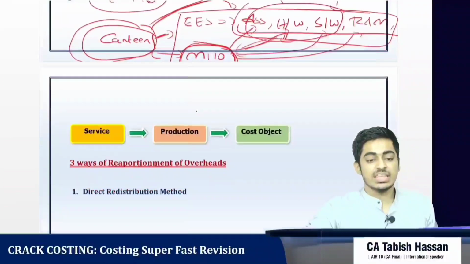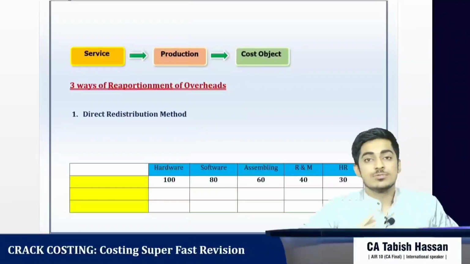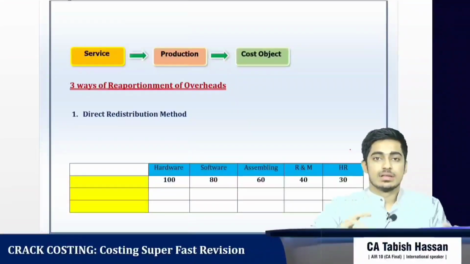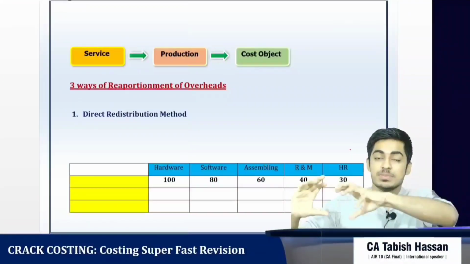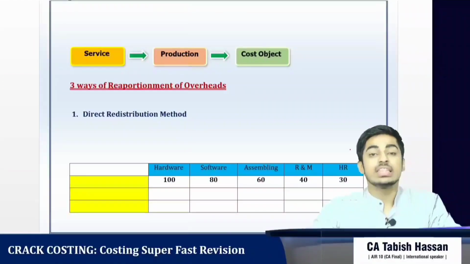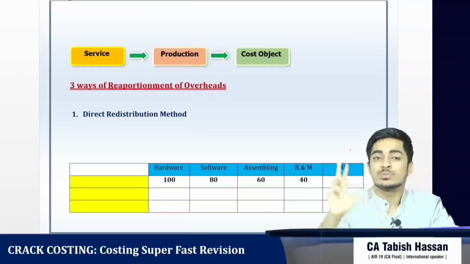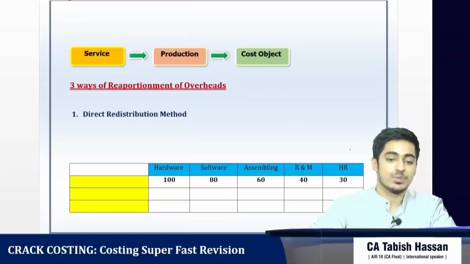So there are 3 ways of reapportionment of overheads. The end result of reapportionment is that the overhead at the service department becomes 0 and the entire amount is transferred to the production department. The 3 ways are: first, direct redistribution; second, stepladder or non-reciprocal; and third, reciprocal. So what is direct redistribution?